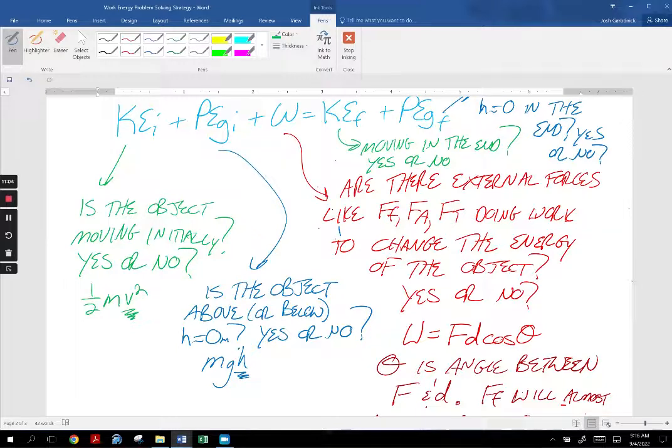Work. Are there any external forces doing work, like a friction, applied force, tension, that change the energy of the object? Usually gravity does not do that unless we're in AP or the normal force. So if the answer is no, cross it off. If the answer is yes, like in this problem with friction, leave it there. And then for the end, final kinetic energy, is it moving in the end, yes or no? And final potential, is it above height 0 in the end, yes or no? Or below. And as a reminder, work is force times distance times the angle between the force and the distance.